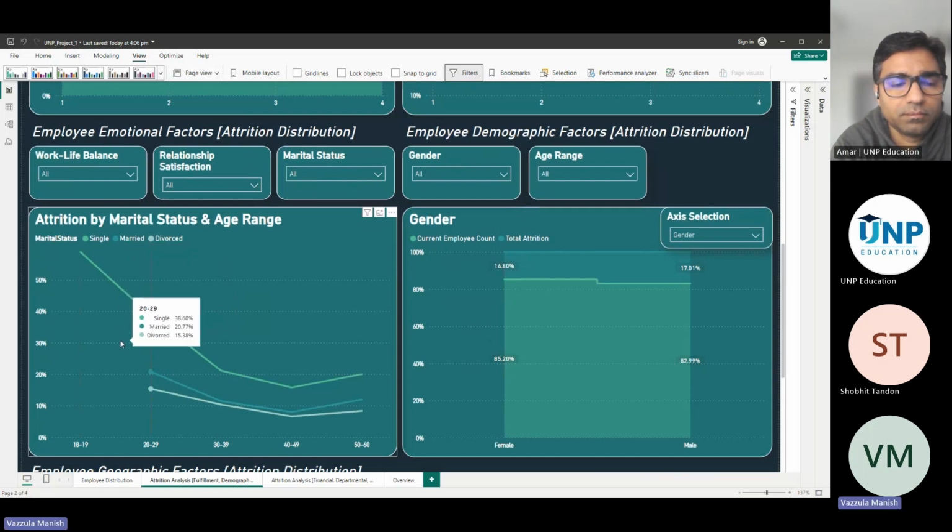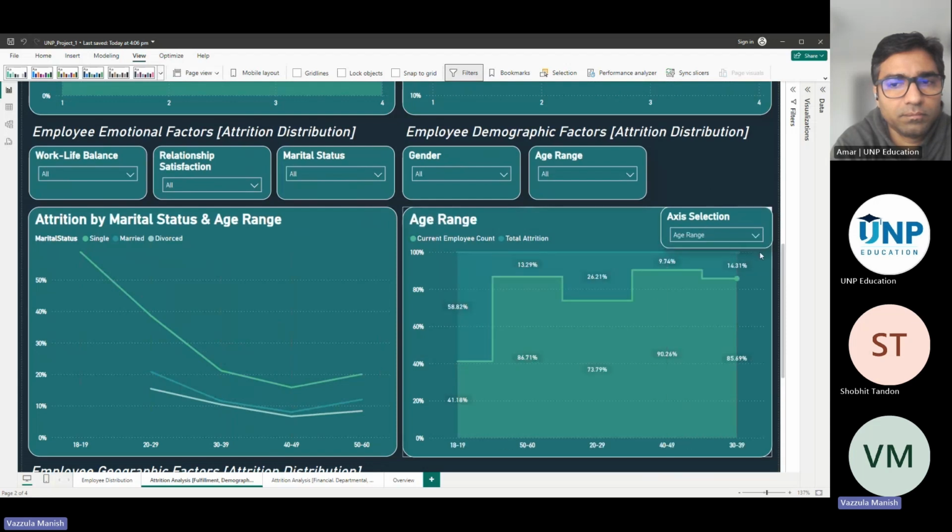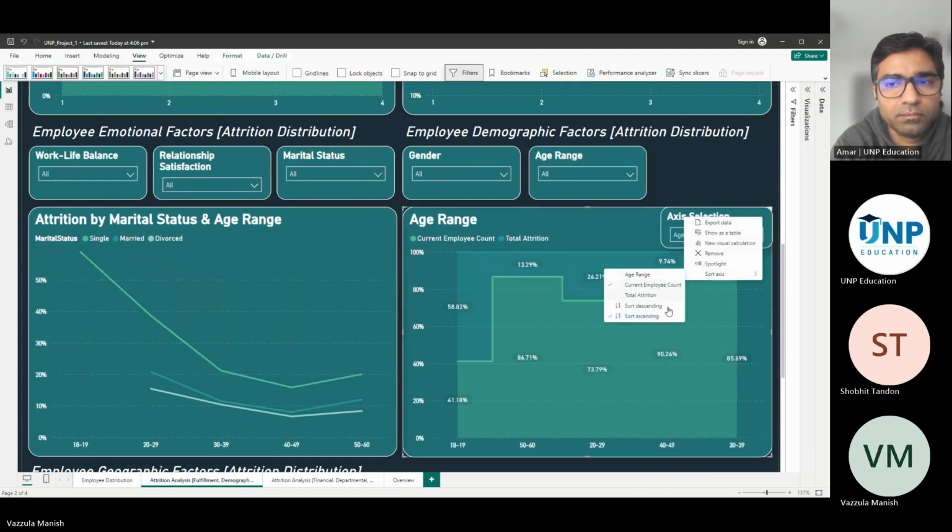And again, none of the 18 to 19-year-olds are married, so that's why this graph starts from here. And as we see again, a very clear trend with this as well, that as age goes up, people tend to attrite way less out of the company. We can also select it here, like if we look through this, let me just resize this axis.